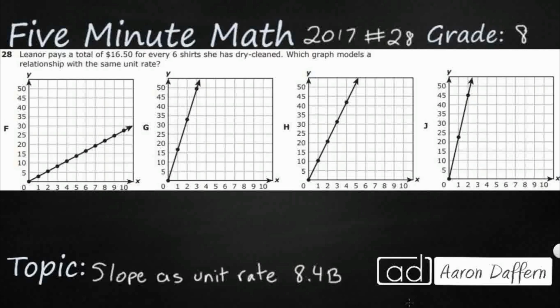Today we are looking at the 8th grade concept of slope as unit rate. This is standard 8.4b in the great state of Texas, and we are using item number 28 of the 2017 released STAAR test. If you have not done so already, please go ahead and take a moment to pause the video, work this problem out on your own, unpause it, and we will look at our answers together.